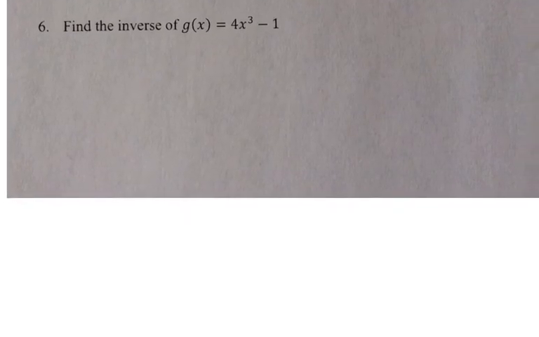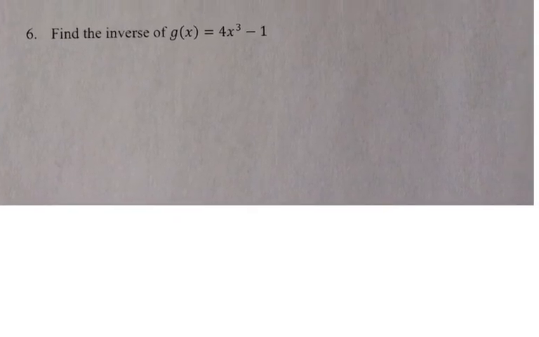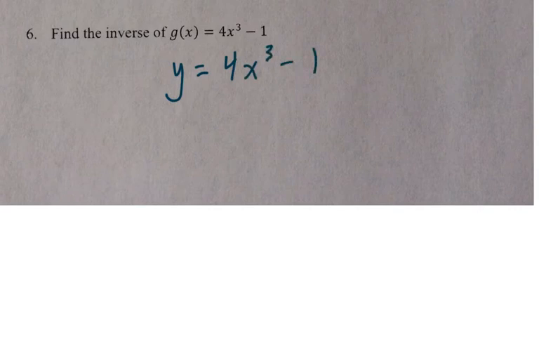All right. So we are going to first start off by rewriting this as y equals 4x to the third minus 1. Then we replace our x and our y's, or switch our x and our y's. So this is going to be x equals 4y to the third minus 1. Then we're going to solve for y. So I'm going to do the opposite of subtracting 1. So we're going to add 1 to both sides. So I get x plus 1 equals 4y to the third.